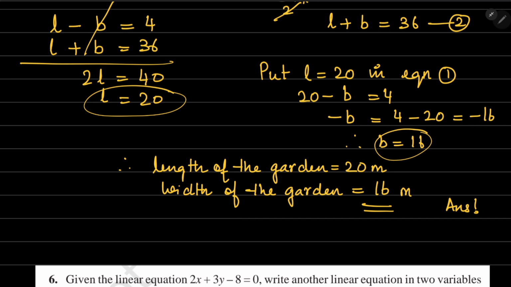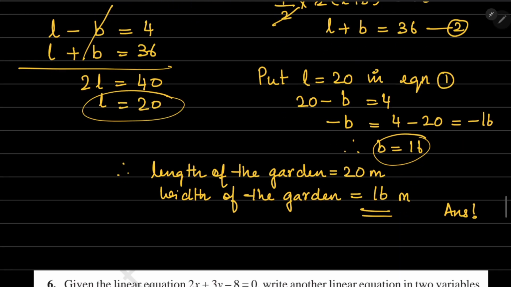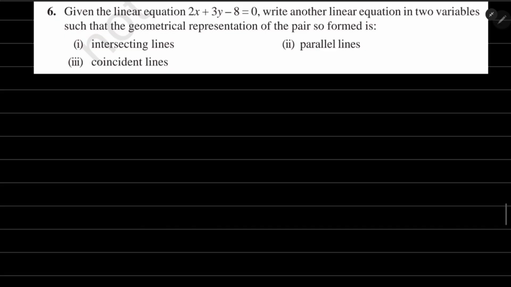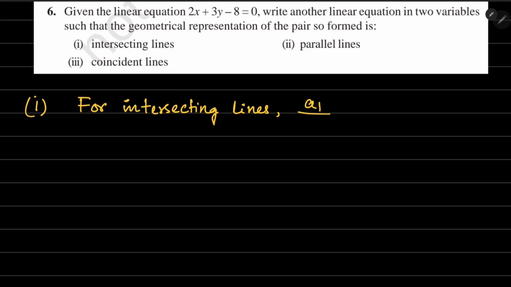Right? Now let's move on to the sixth question. Okay, so you are given the linear equation 2x plus 3y minus 8 equal to 0. Write another linear equation in two variables such that the geometrical representation of the pair so formed is intersecting lines. Now, the very first thing is, for intersecting lines, what is the condition? You should know the condition, that is a1 by a2 should not be equal to b1 by b2.